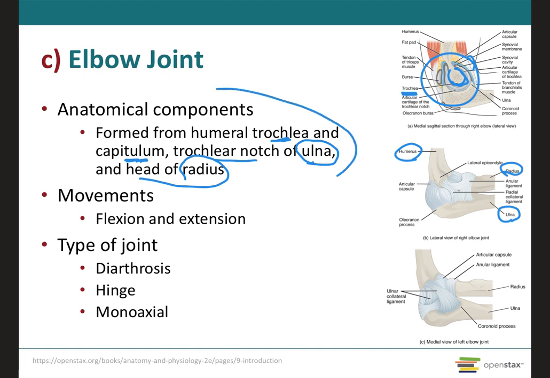And this articulation will always be present independent of whether the elbow is in a flexed position or an extended position. And this type of joint is what we call a hinge joint, and because it only goes back and forth, flexion and extension, it will be a monoaxial or uniaxial.